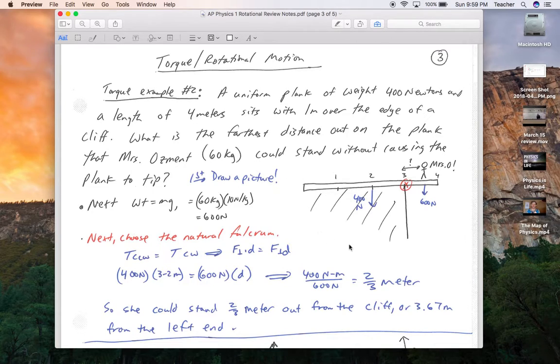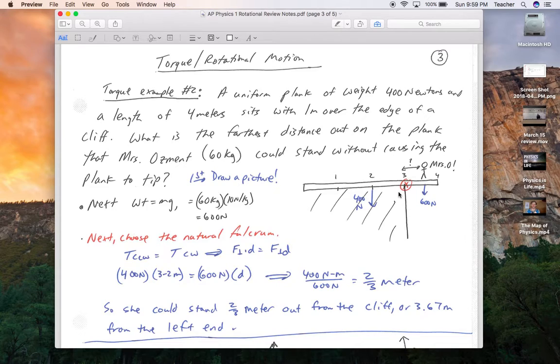Well, first of all, I drew a picture. So there's my cliff here, the 4 meter long plank. I show the 400 newton weight acting at the center because it said it was a uniform plank, meaning the mass is distributed evenly throughout, and it's hanging over by 1 meter. So its fulcrum would be at the 3 meter point.